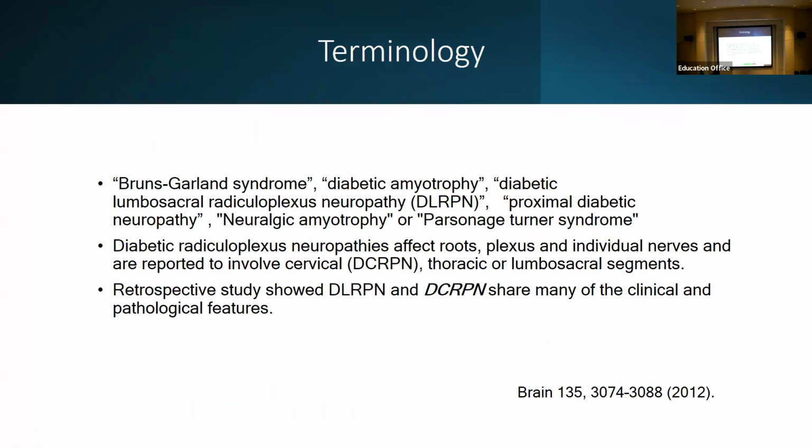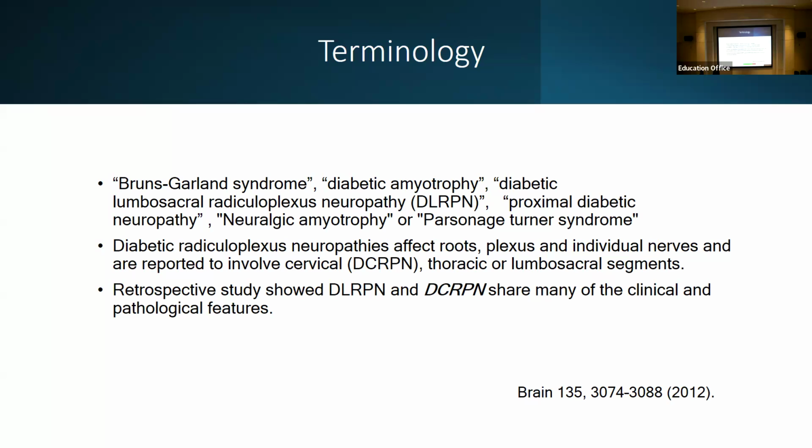If you look back at the literature, there are many terms regarding diabetic radiculoplexus neuropathy. It was first described by Dr. Bruns and Dr. Garland at the end of the 19th century, which is why it was first called Bruns-Garland syndrome. It is also called diabetic amyotrophy, proximal diabetic neuropathy, neuralgic amyotrophy, or sometimes Parsonage-Turner syndrome.